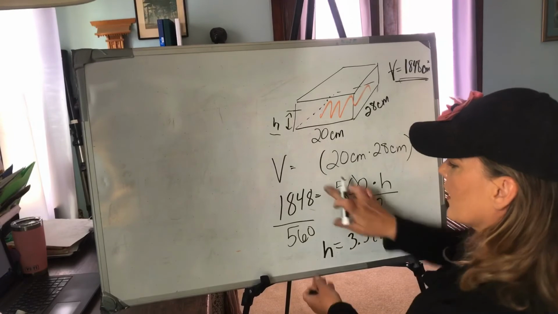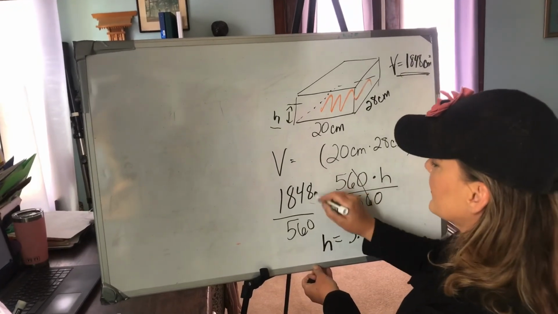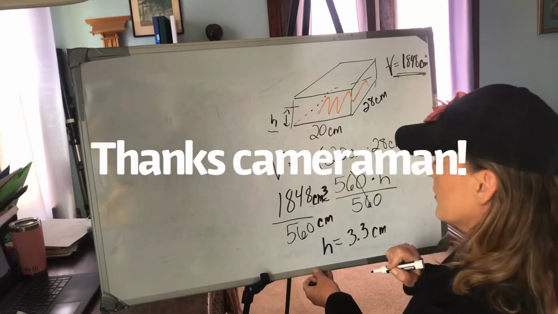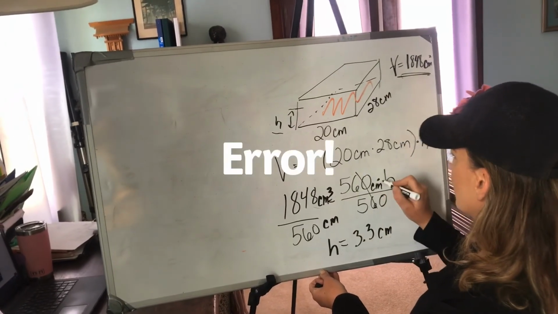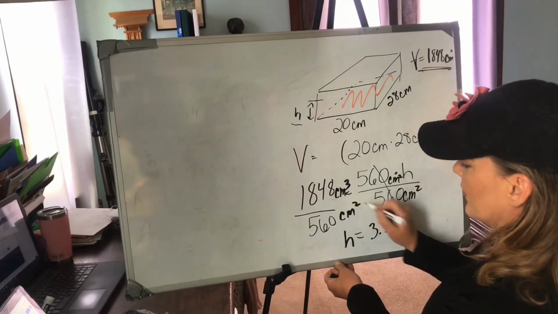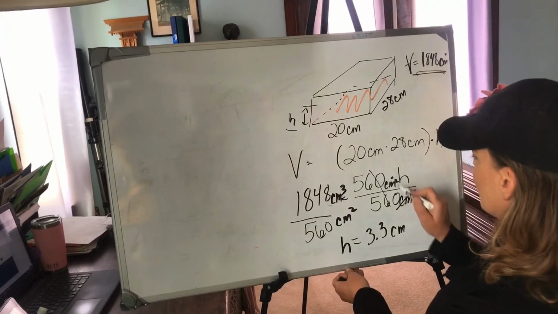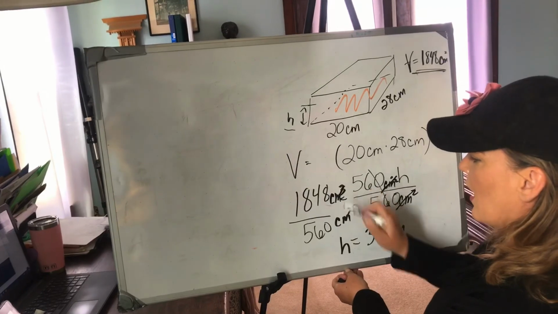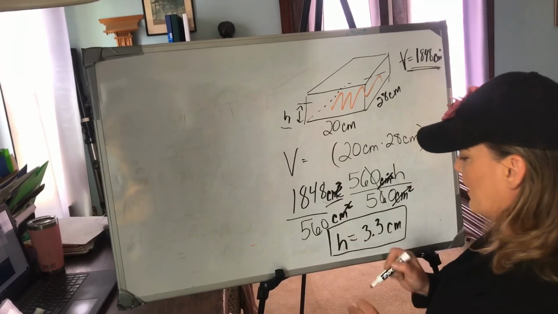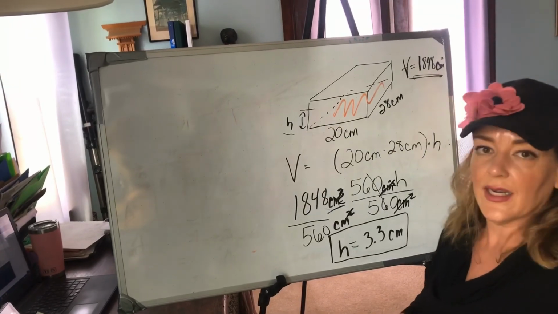And if you want to look at unit analysis, this is centimeters cubed. This is centimeters. This is centimeters squared, and this is centimeters squared. Sorry, this is centimeters squared. So then when I cancel them out, I'm left with centimeters is the height. So the height of her cake batter is 3.3 centimeters.